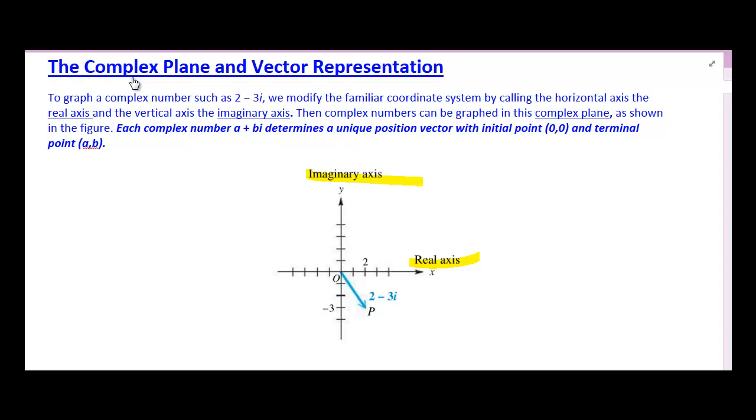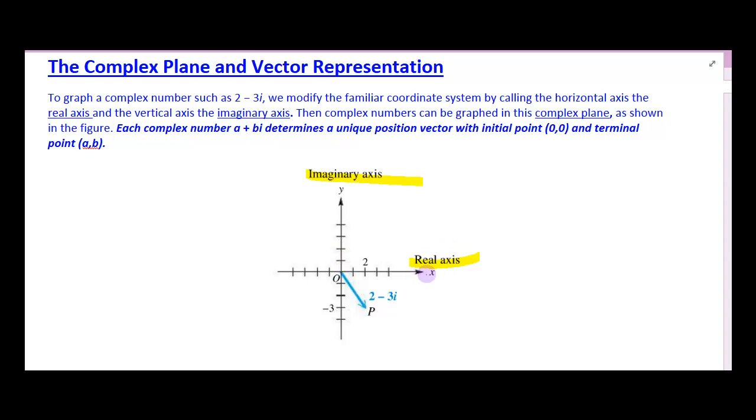In this series of videos, we're going to talk about the complex plane and vector representation. To begin with, if I wanted to graph a complex number which is given by both its real and imaginary parts, we have to modify what we understand our complex plane or our regular rectangular plane to look like.